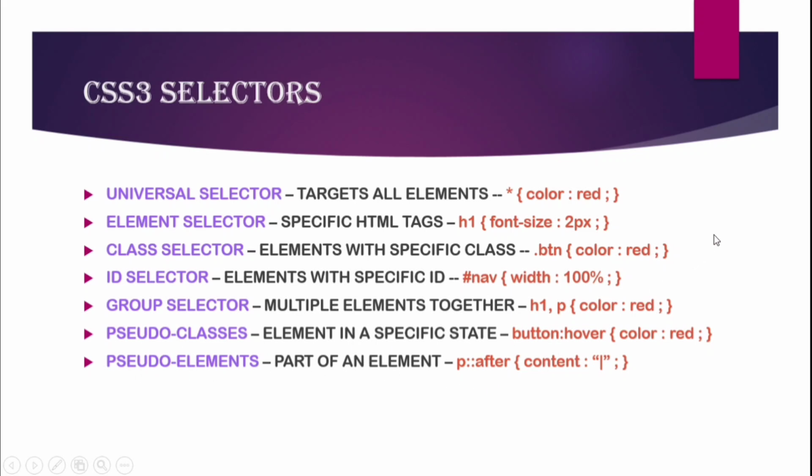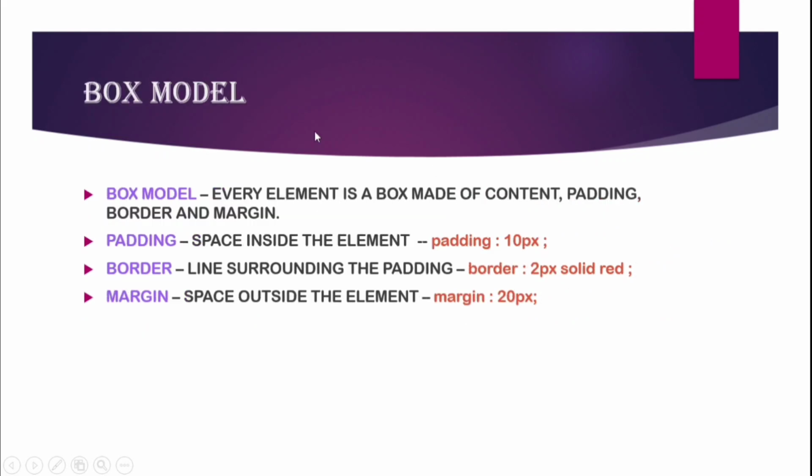Box model is one of the most important things in CSS3, and one of the most important things that you need to learn. Box model is nothing but every element is a box made of content, padding, border and margin. So these four elements make the box model. Here you can see that content is nothing but the information that we write, like my name is Ajay, my name is Abhi, or my name is Raju. So this is the content that I have written.